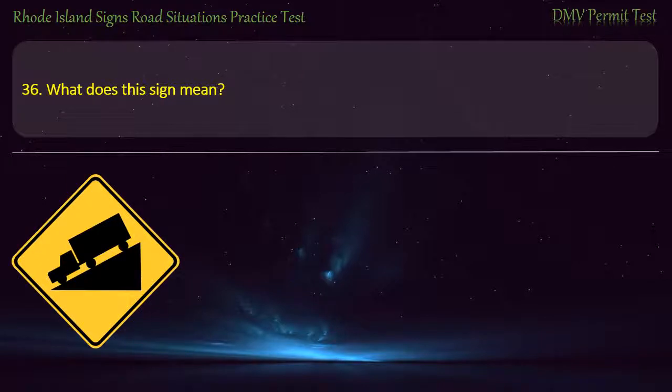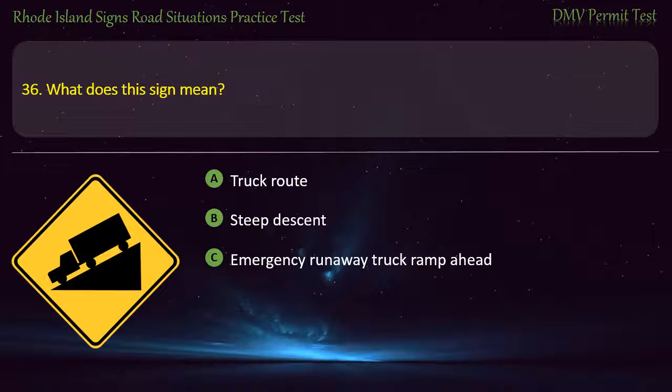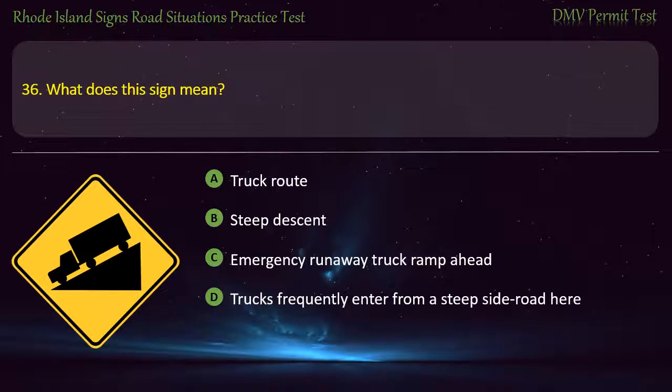Question 36. What does this sign mean? Truck route. Steep descent. Emergency runaway truck ramp ahead. Trucks frequently enter from a steep side road here. Answer. Steep descent.